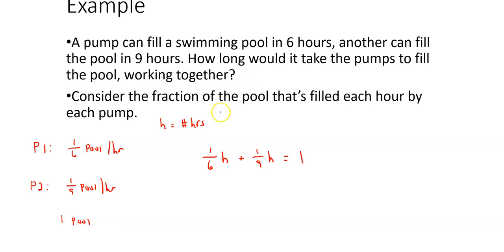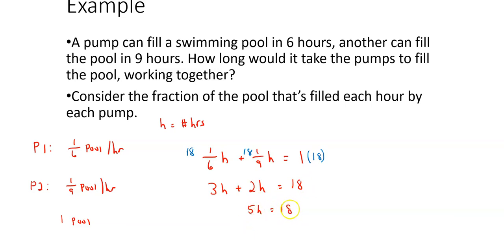So if I multiply this side by 18, don't forget to multiply the other side by 18 or you'll get a ridiculous answer, or one that makes absolutely no sense, like a negative number of hours. So 18 divided by 6 is 3, so I get 3h. 18 divided by 9 is 2, so I get 2h. On the other side, 18 times 1 is 18. Right? 3h plus 2h is 5h.